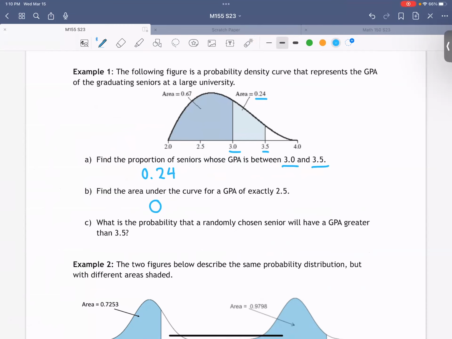Okay. Part C. This time I want to find the probability that a randomly chosen senior has a GPA greater than 3.5. Well, based on this graph, that looks like the area to the right, where we don't have an arrow pointing to it. Any ideas on how we would get this area? Elise?